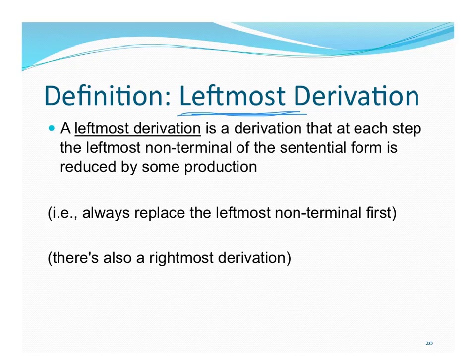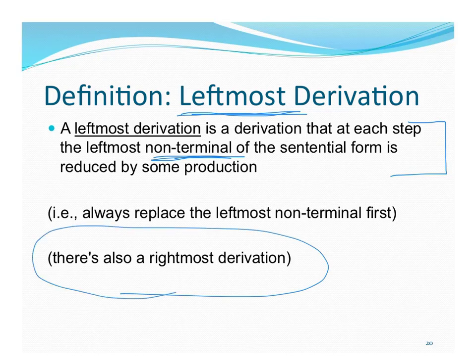So that's what I was doing when I was saying let's replace the capital A first, because the capital A was the leftmost non-terminal in our terminal list, right? But strictly speaking, formally a leftmost derivation is a derivation where at each step the leftmost non-terminal of the sentential form is reduced by some production. And of course, there's another term, the rightmost derivation, and you won't be shocked to hear that a rightmost derivation is the same thing in which we reduce the rightmost non-terminal first.